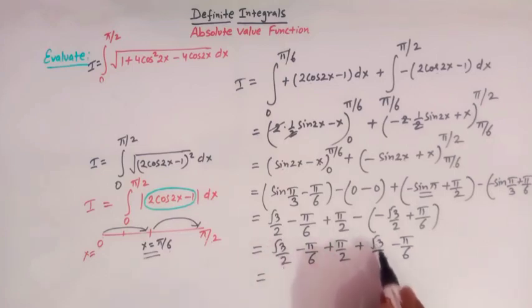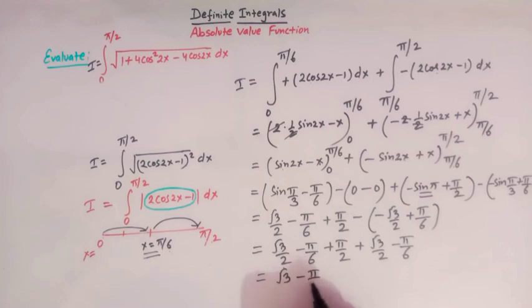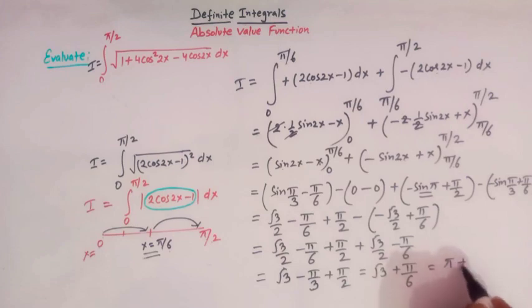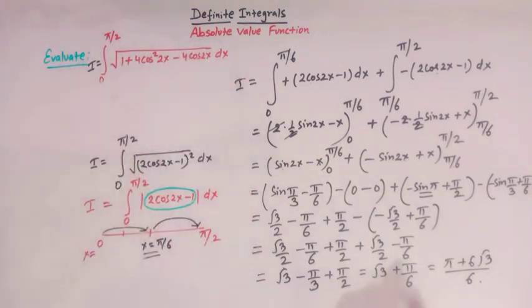And root 3 over 2 plus root 3 over 2 is simply root 3, and minus pi by 6 and minus pi by 6 is minus pi by 3, and here we have plus pi over 2. So this is root 3, and if we subtract these two quantities, we'll have pi over 6, right, which can also be written as pi plus 6 root 3 over 6, right? So viewers, the value of this integral is given by pi plus 6 times square root of 3, divided by 6.